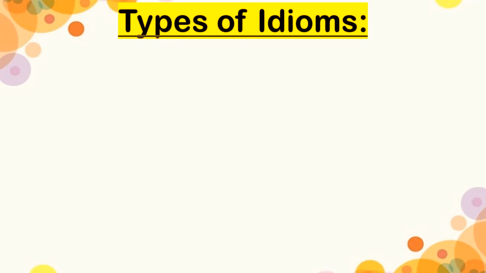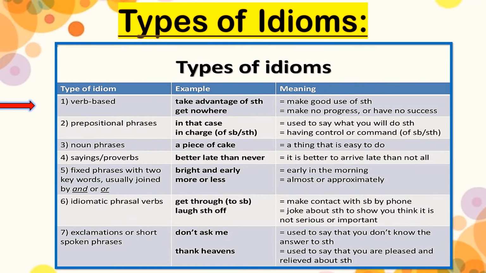Class, let us study the different types of idioms. Number 1, verb phrase. Take advantage of something means make good use of something. And next, get nowhere means make no progress or have no success. Number 2 is prepositional phrases.